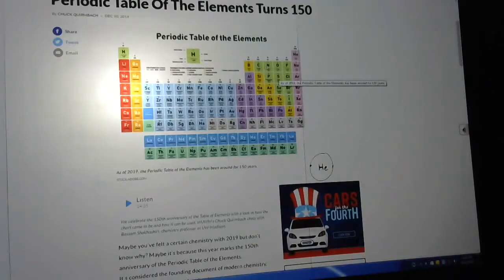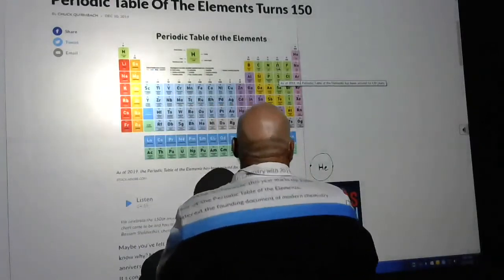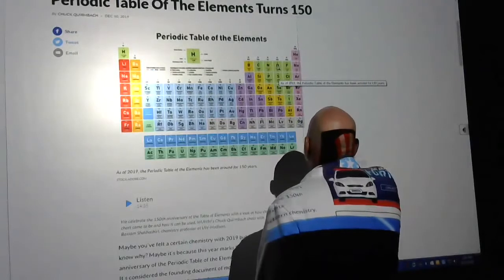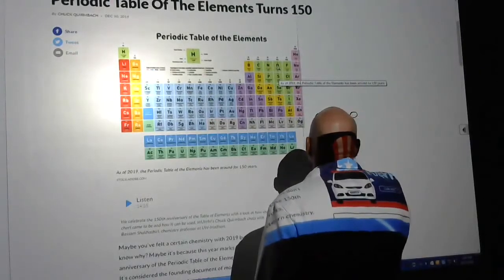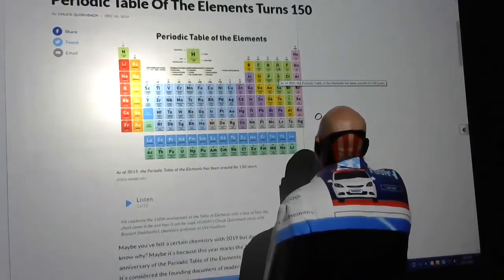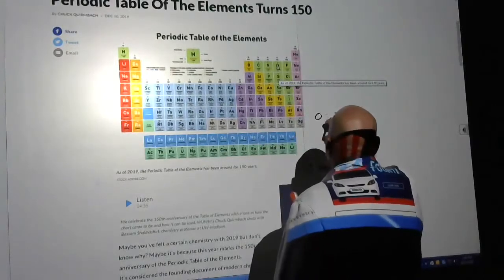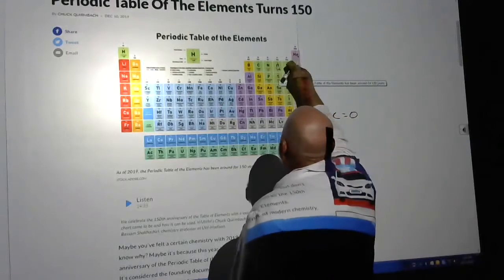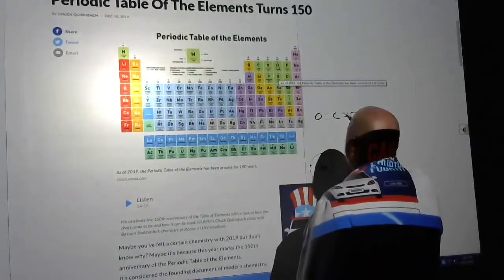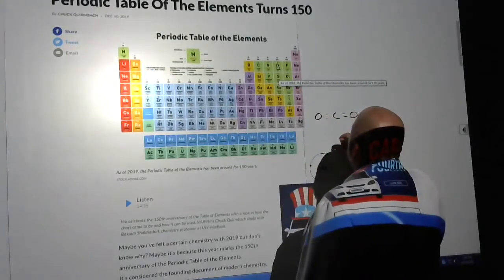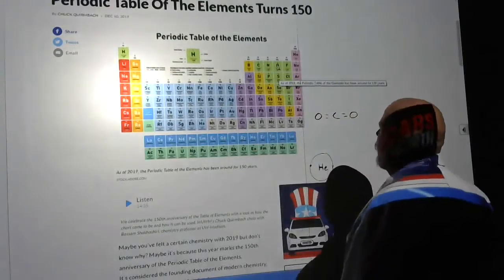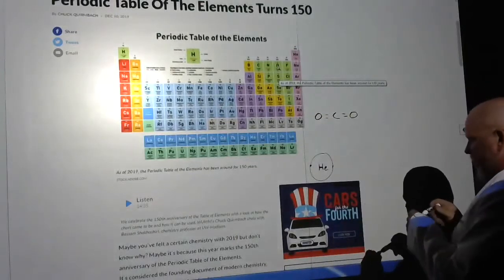Okay, so CO2. You see the oxygen there wants to be like neon. Each line represents 2. Carbon needs to be like neon. How many electrons does carbon need? 1, 2, 3, 4. Now, how many does oxygen need? 1, 2. Right? Okay. Does that make sense?